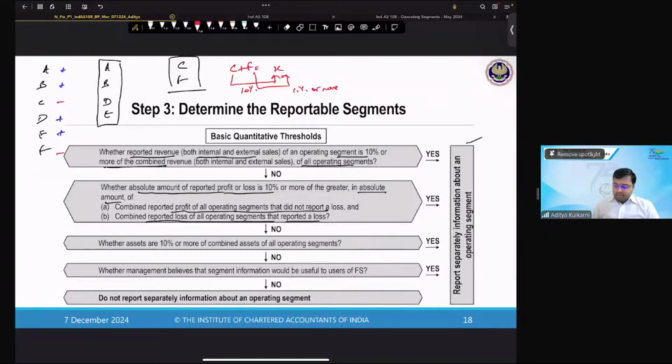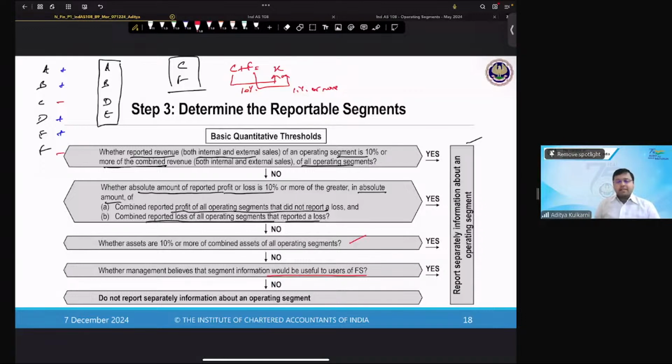Whether assets are 10% or more of the combined assets of all operating segments. This is one more criteria. And the last one is management discretion. Whether management believes that the segment information would be useful to the users of financial statements. So this is particularly, suppose they are entering into a new segment. The segment is small, but they believe that it has the potential to grow. So then they will also report that. Basically, that would be one of the scenarios where they would want to report even if it is not breaching the 10% criteria.